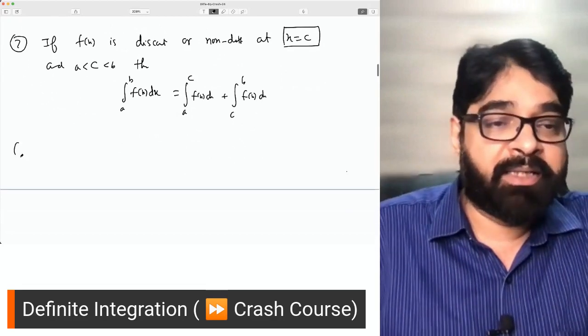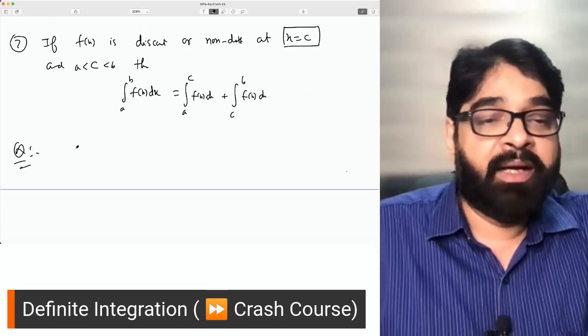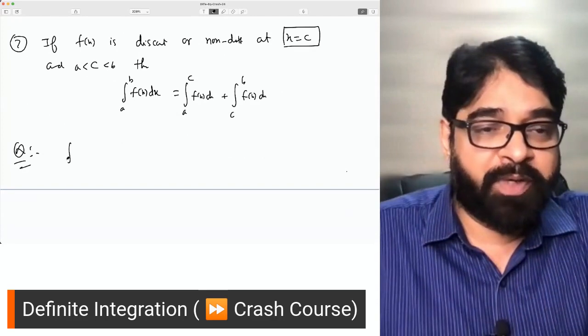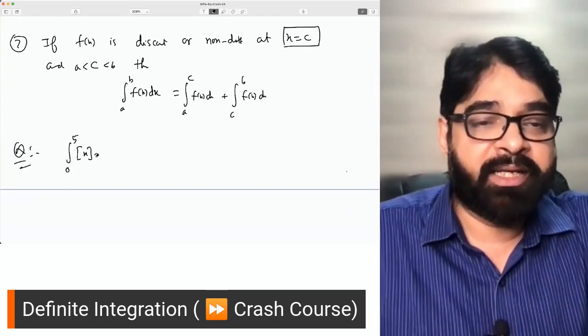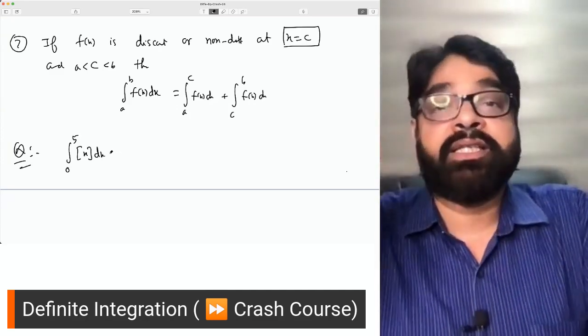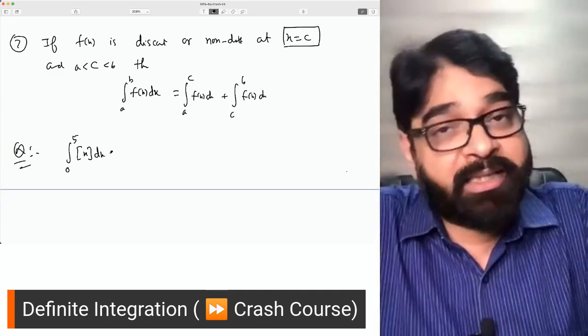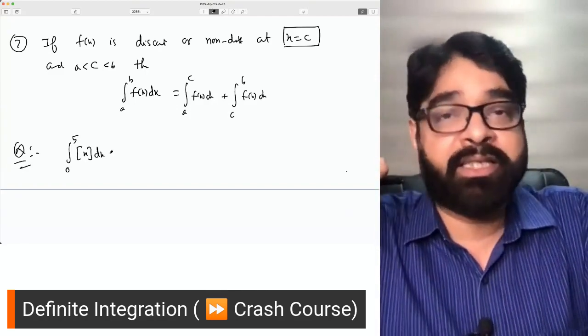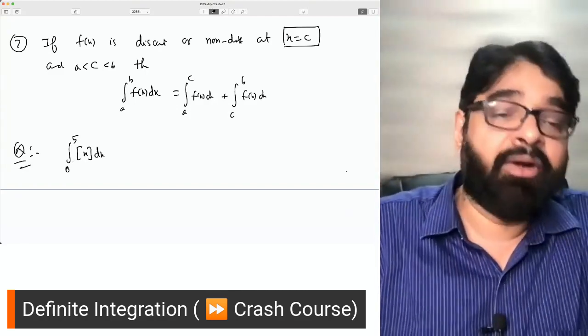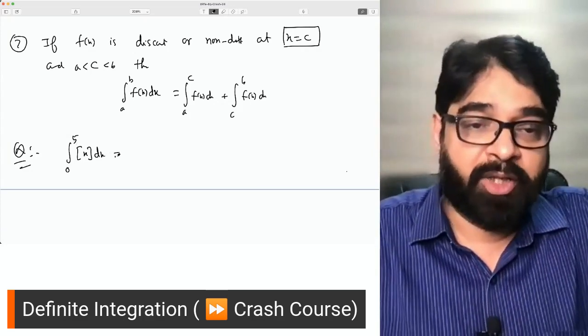For example, suppose a question is coming. I'm taking a simple question, I don't want to waste time initially. I will directly do a JEE question: integral of the greatest integer function [x] dx. All of you know [x] is discontinuous whenever x is an integer. It means I cannot calculate 0 to 5 directly. So what do we have to do?